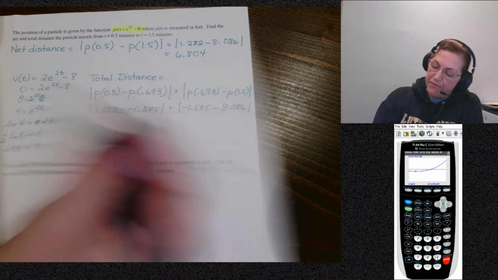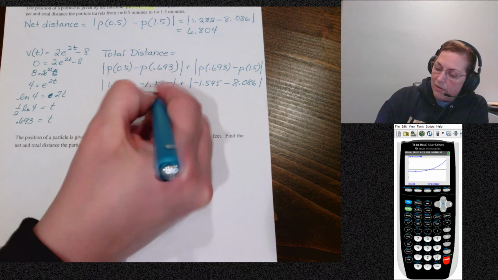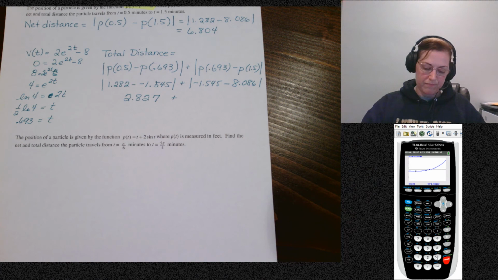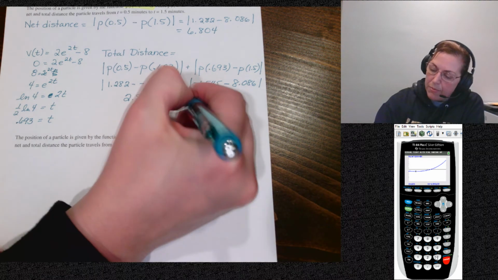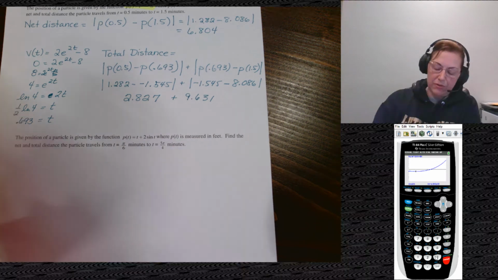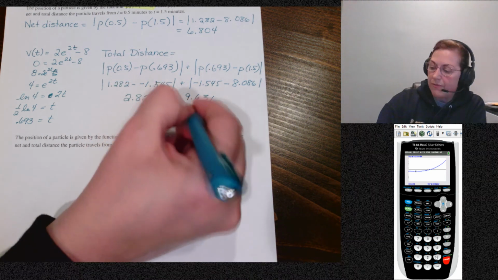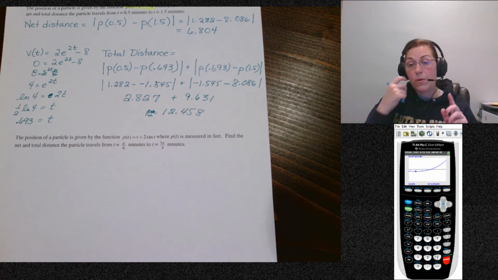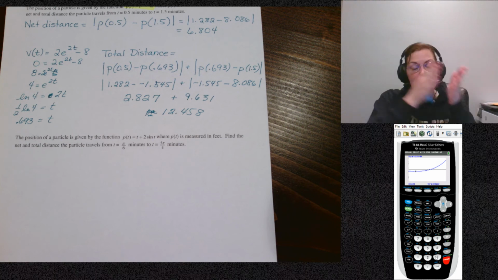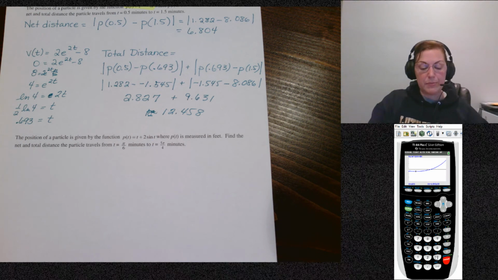I'm just doing it, sorry about that, on a 4 function. It's a little bit faster. Okay, and then I've got 9.631. And remember, this is after you take your absolute values. That gives you a total distance of 12.458. Okay, but the point is, notice with the total distance, I have to do the distance from the start to the turn, from the turn to the finish, and make sure I use absolute values on both of those.